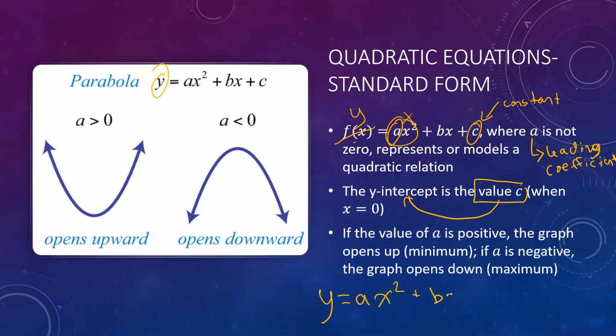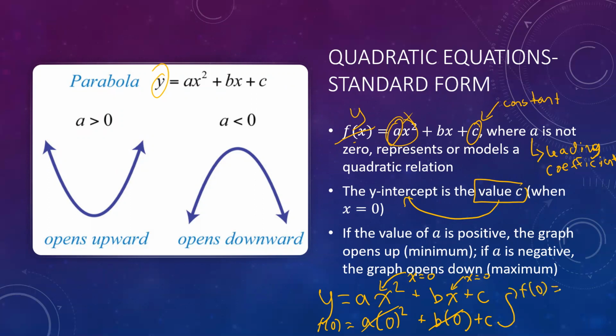If I wanted to find the y-intercept, I would simply let x be 0, because we know we find the y-intercept by letting x equal 0. And when I sub 0 into the function, I end up getting a times 0 squared plus b times 0 plus c. Then what I notice is that this goes towards 0, and this goes towards 0, and I end up with just f(0) equaling c.